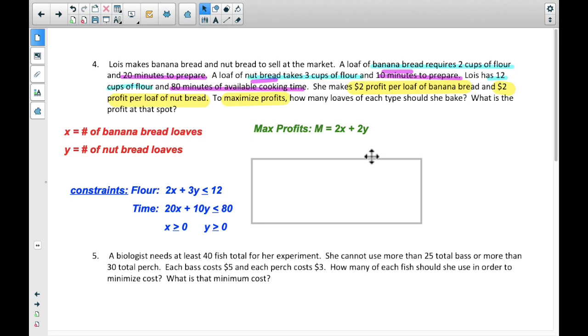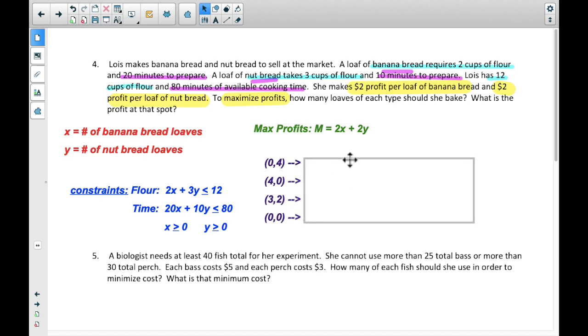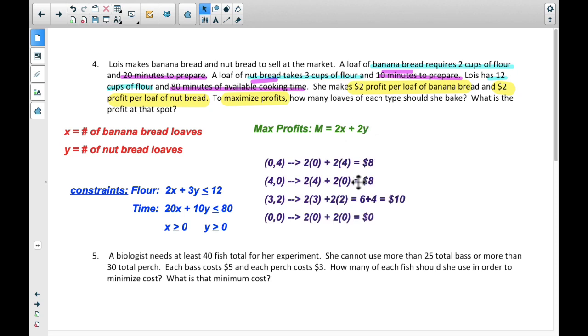Now, we graphed those inequalities, and we need to plug our vertices into this function. And so we're going to plug it in, every single one: (0, 4), (4, 0), (3, 2), and (0, 0). We're going to do our math and see what comes out. And we can see that this is going to give us the greatest profit.